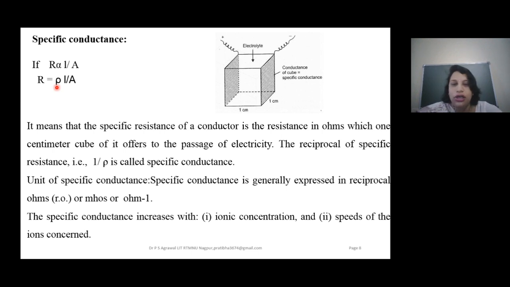We can find out the unit also. Specific resistance means R into A upon L, and the inverse of it will be specific conductance, having unit ohm inverse centimeter inverse. Ohm inverse is mho. We can call it mho. The specific conductance increases with ionic concentration and the speed of ions concerned.